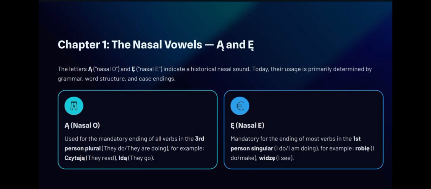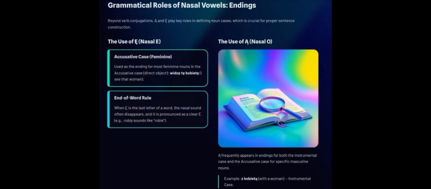The use of ę, nasal E. In the accusative case for feminine nouns, we usually end the word with ę. For example, widzę tę kobietę, I see that woman. When ę is the last letter of a word, the nasal sound often disappears. So, robię is pronounced almost like robi, a soft E at the end.